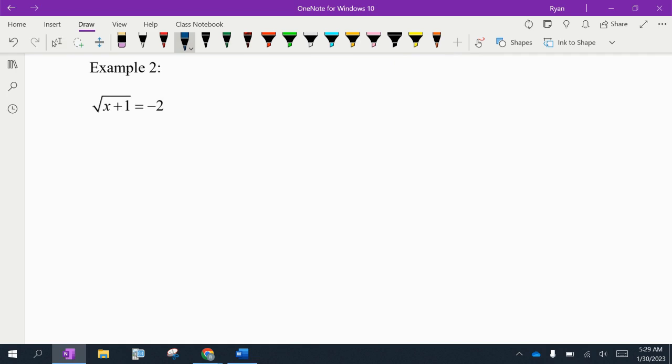Example 2 looks a lot like the first problem. The numbers are different, but it's all set up so that the square root is by itself, equal to something else. So like the last one, we're going to square both sides. When you square the left, you get plain old x plus 1. When you square the right, you get 4. There's only one more step to solve this one algebraically, and that's to subtract 1 from both sides. So then we get x equals 3.